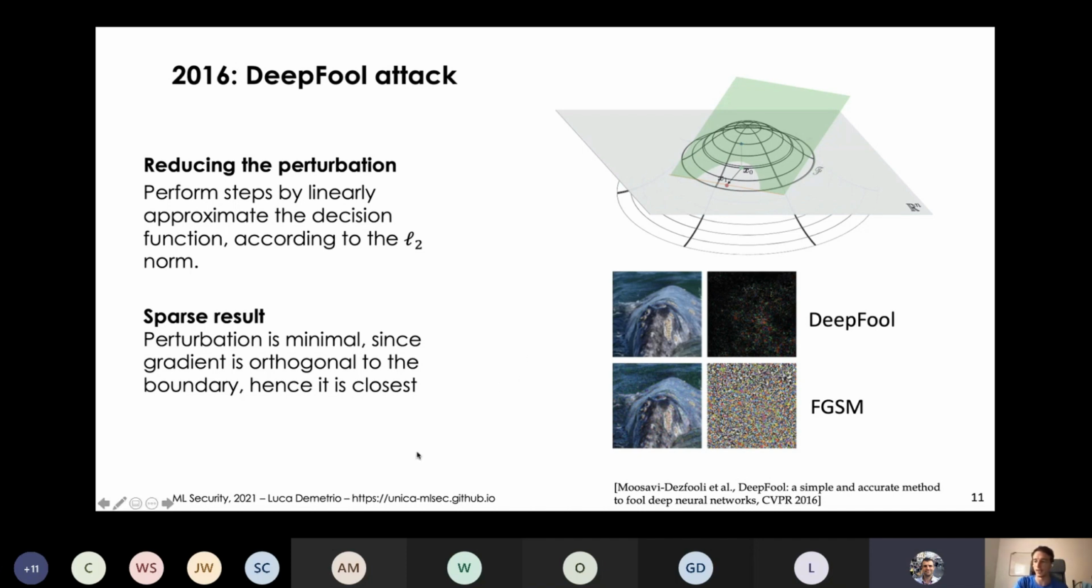Because again, FGSM takes the sign of the gradient. So even if the gradient in that entry is like 0.00000001, when you take the sign, this is 1. So you're for sure going to add a perturbation of epsilon, even if the gradient there was not influential. While if you use DeepFool, you're just following, in all of the giant space, just one direction, and it is possible that many of these directions are 0. So you're not using them all.